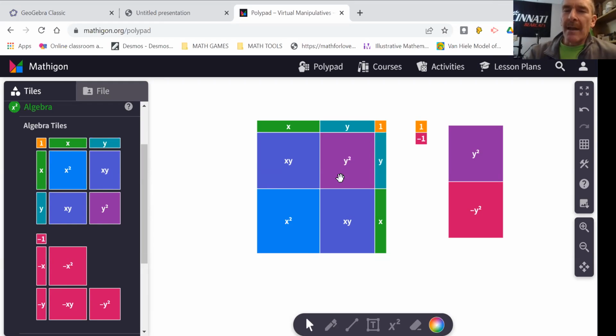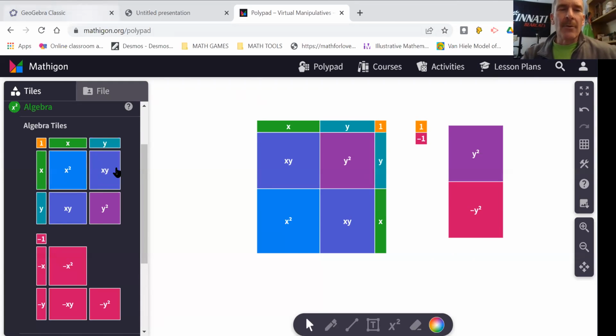And I remember, so what I actually added to make this work, I added 2 xy blocks, 2 y squared blocks, 2 unit blocks, 2 x blocks, 2 y blocks.